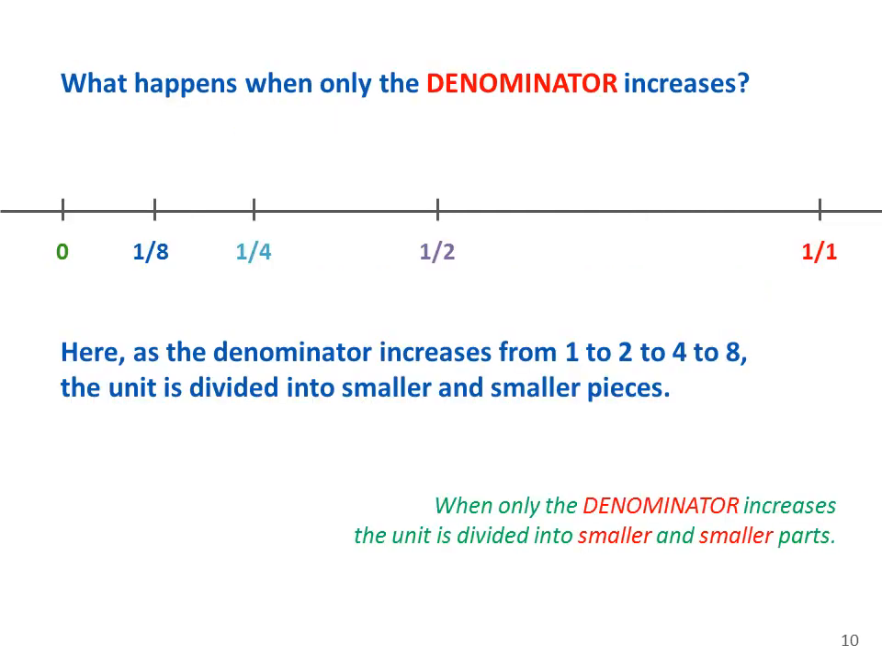Again, looking at the number line, what happens when only the denominator of a fraction increases? When only the denominator increases, a unit is divided into smaller and smaller pieces. You can see here that 1/2 is a larger portion of the unit than 1/4, which is a larger portion of the unit than 1/8. When only the denominator increases, the unit is divided into smaller and smaller pieces.